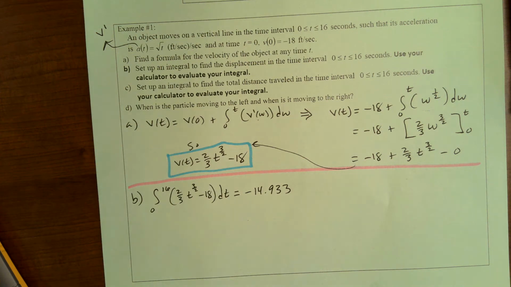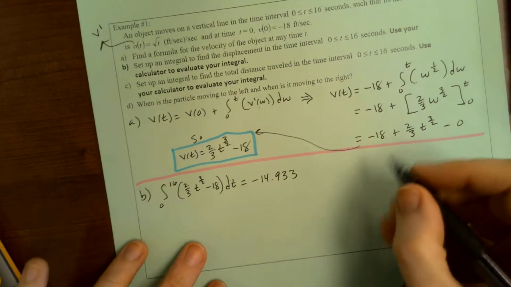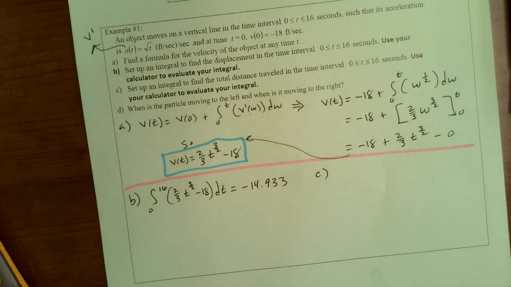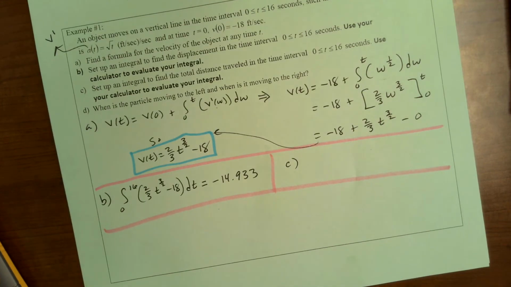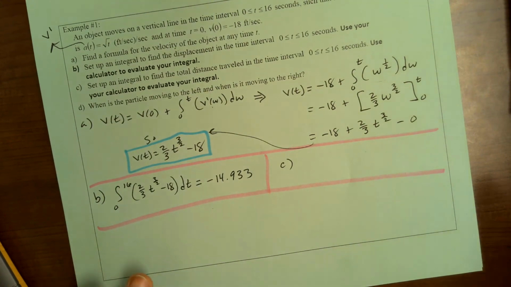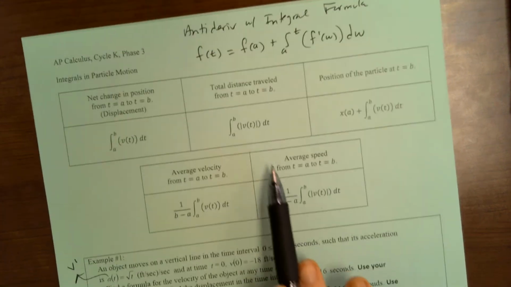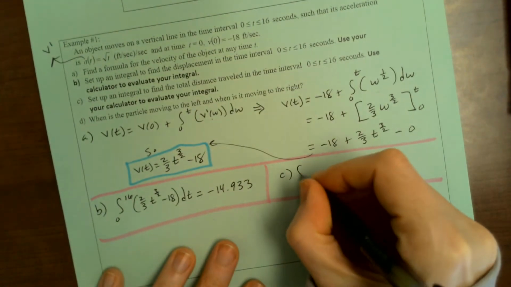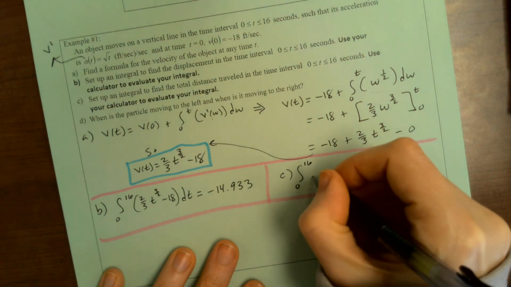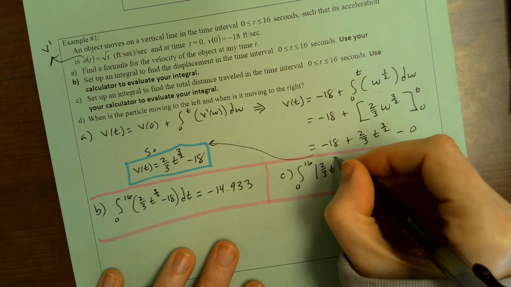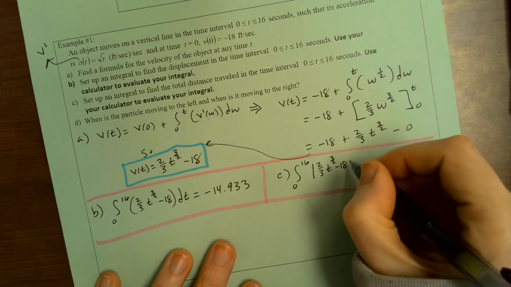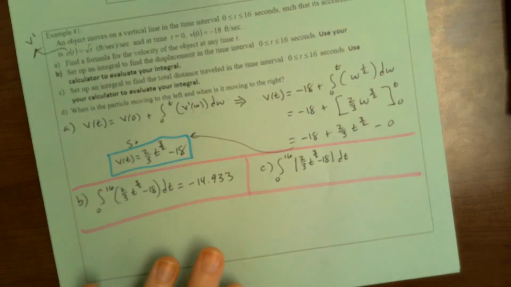So, okay, now part C. Set up an integral to find the total distance traveled in the time interval 0 to 16 seconds, and then use your calculator. So the total distance traveled is the integral from 0 to 16 of the absolute value of 2/3 t to the 3/2 minus 18 dt.